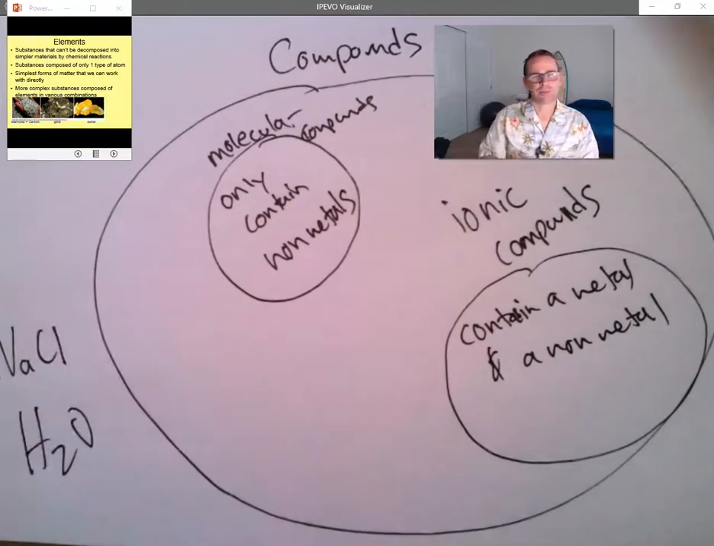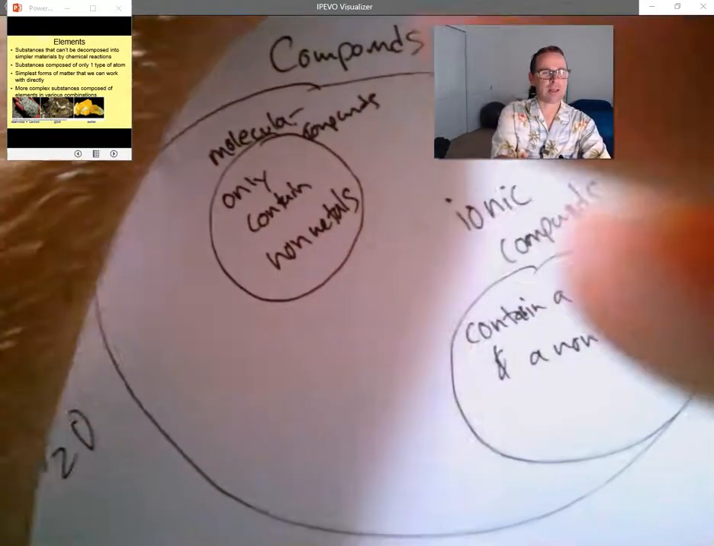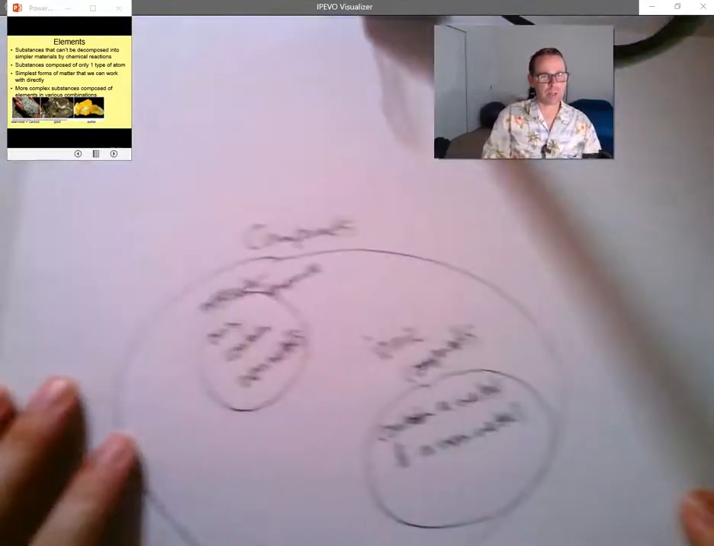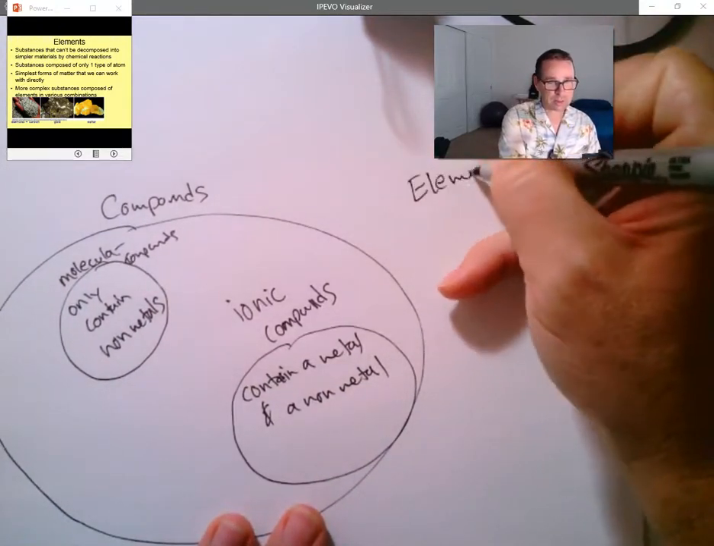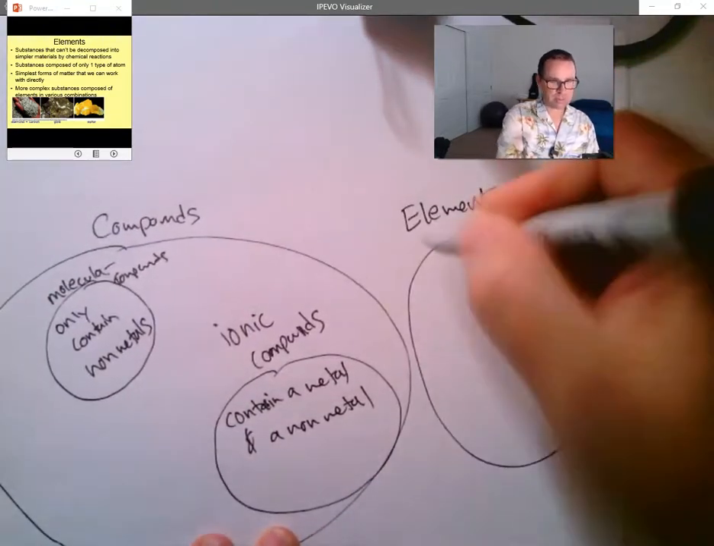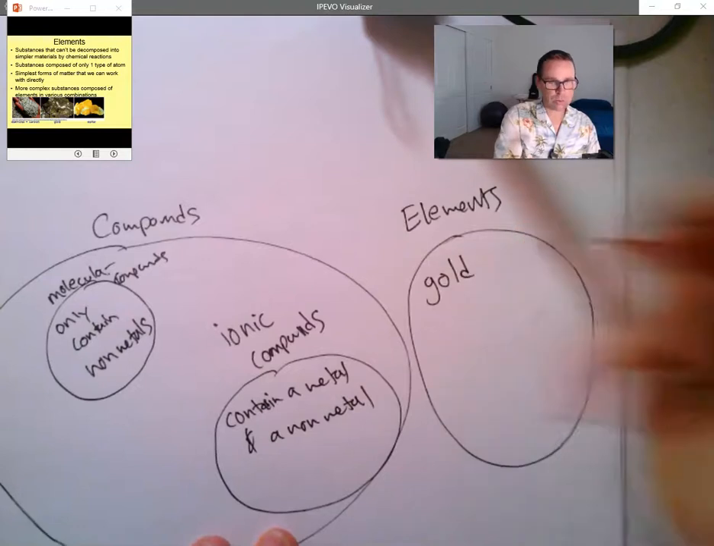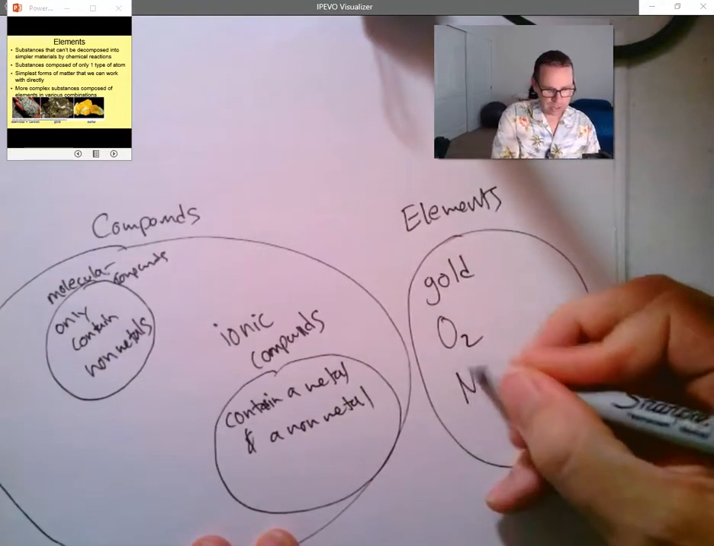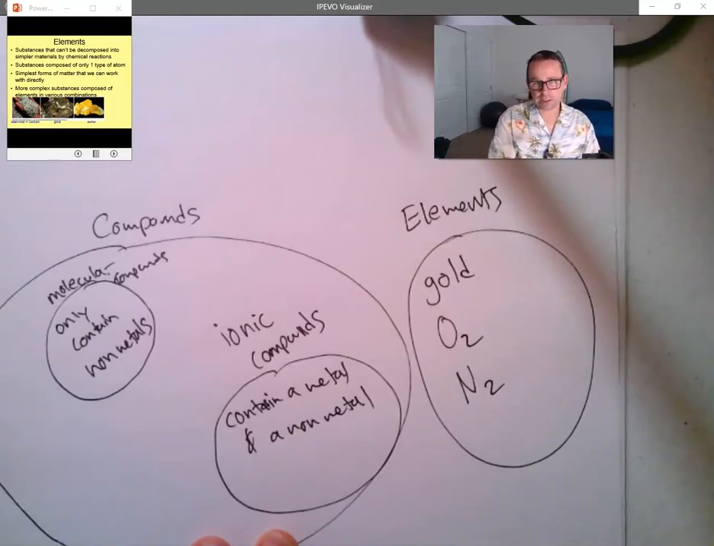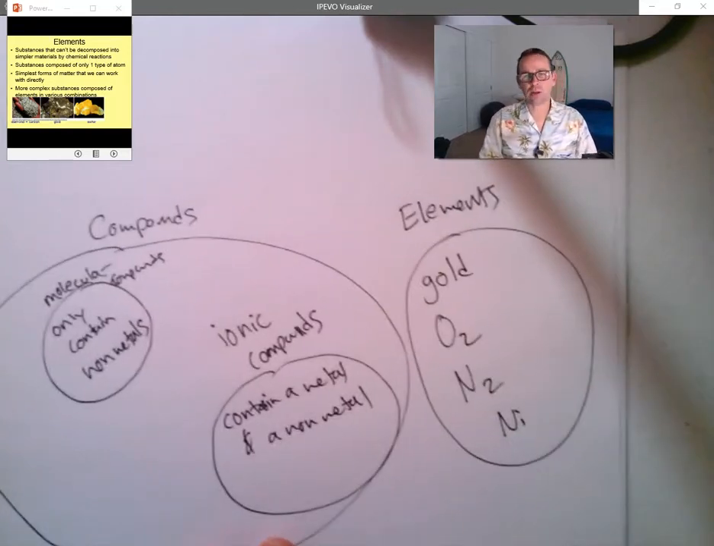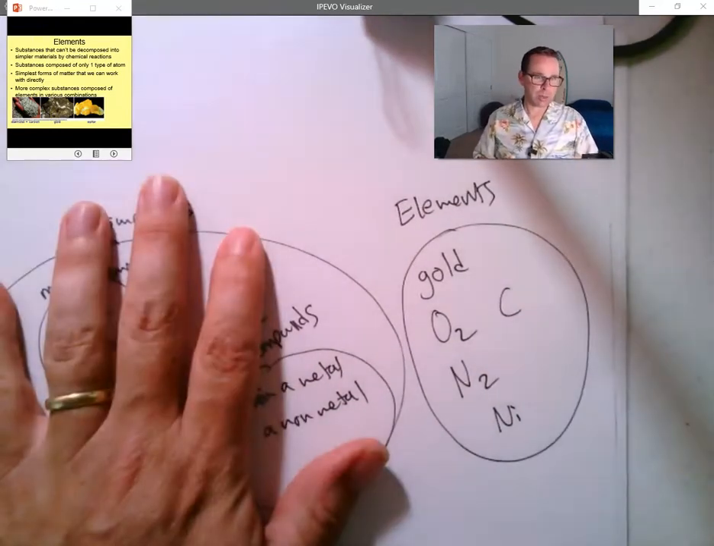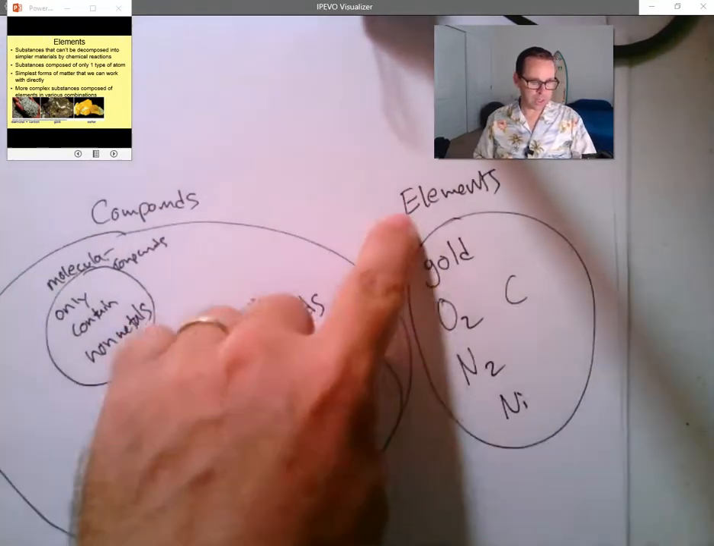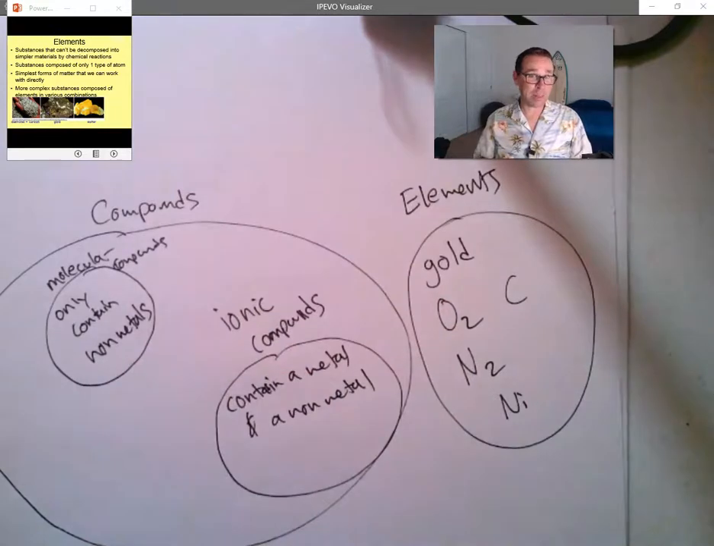Excellent. Now, outside of this whole circle that I've drawn of compounds, we have other kinds of materials, and one of those other kinds is just elements. Stuff like gold, oxygen gas, nitrogen gas, anything that's elemental. Nickel. Only diamond or carbon. So we have compounds broken up into molecular and ionic, and then elements, and when it's elemental, it's just one kind of atom in that substance.